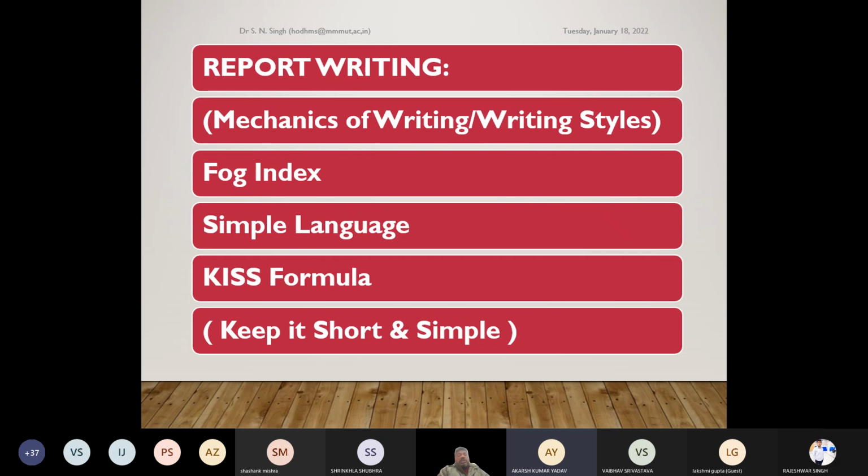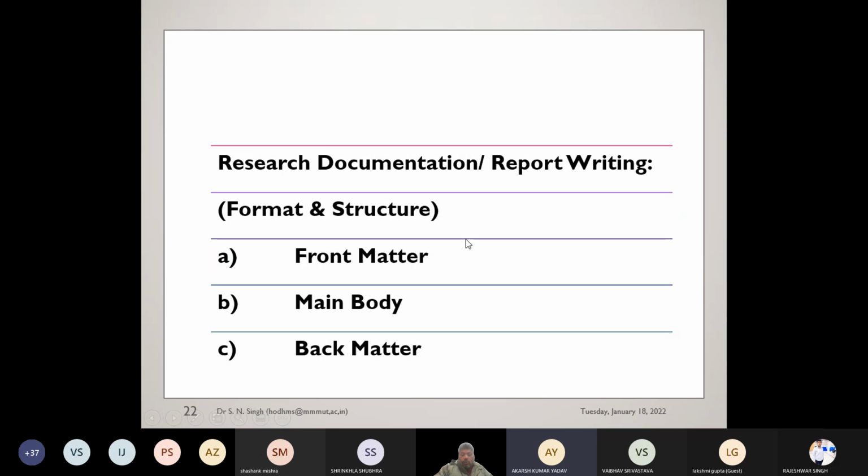Then we talked about keeping the fog index low. We talked about making our language very simple. We also talked about the KISS formula, and then keeping it short and simple. In the next talk, we will be discussing research documentation, format and structure, and we'll be talking about our report writing also. And documentation will be in the key structures, key formats like front matter, main body, and back matter. So here I would love to conclude this lecture.